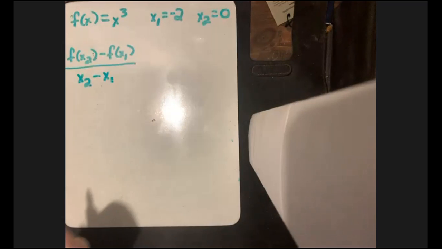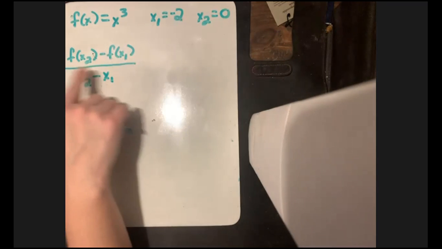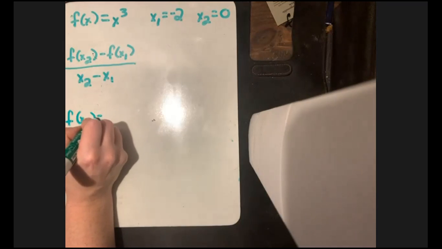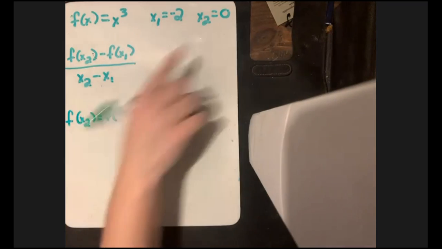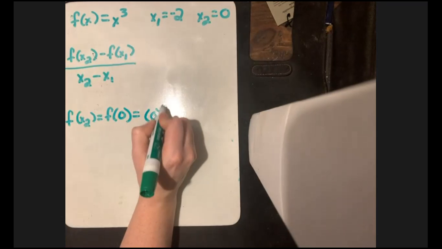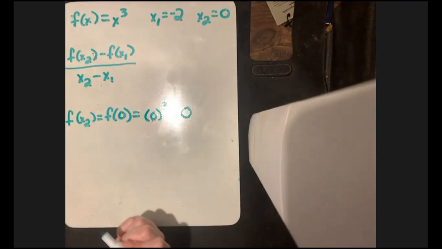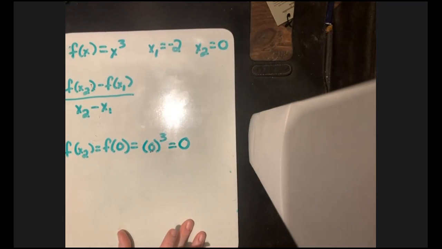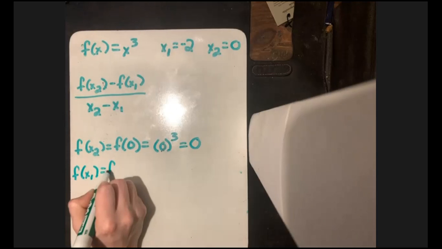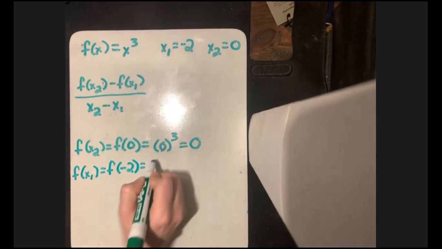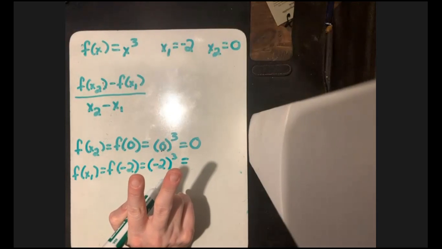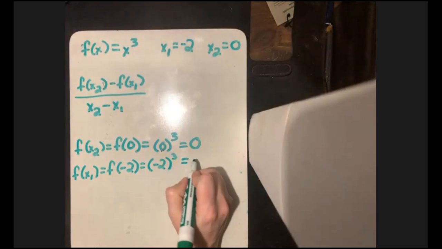So first off, I've got an x2, I've got an x1. So the bottom part of this I've got to handle. I need to hash out the top part. So f of x2 is going to be f of, well, x2 is 0. So now I'm going to plug this in. So I've got 0 cubed, which is still going to be 0. And then I need f of x1, which is going to be f of -2. It's going to be -2 cubed. So -2 times -2 is +4 times -2 is -8.